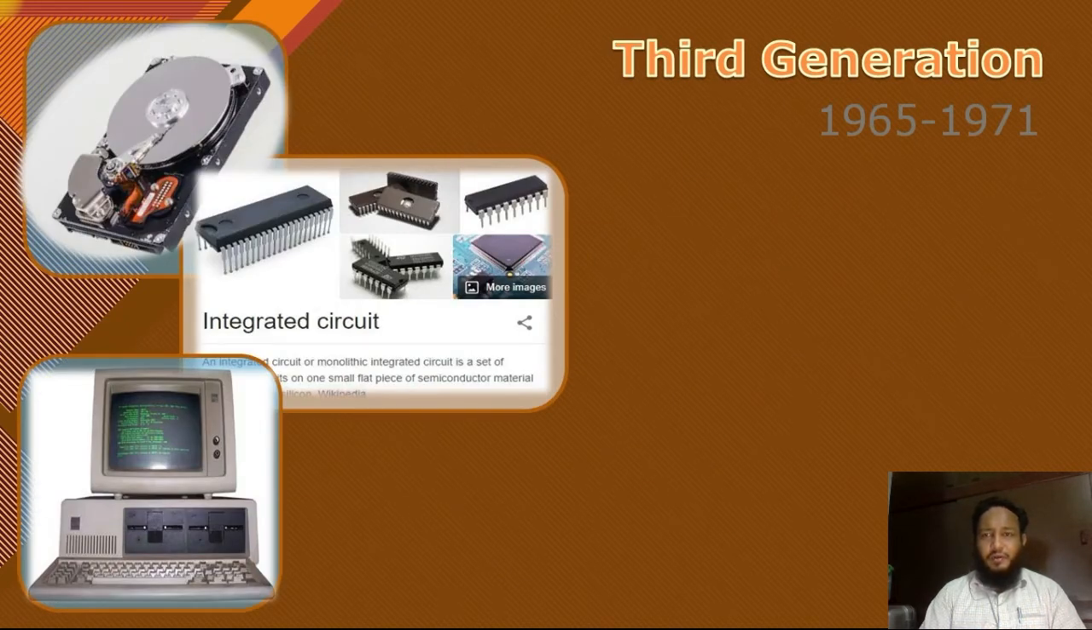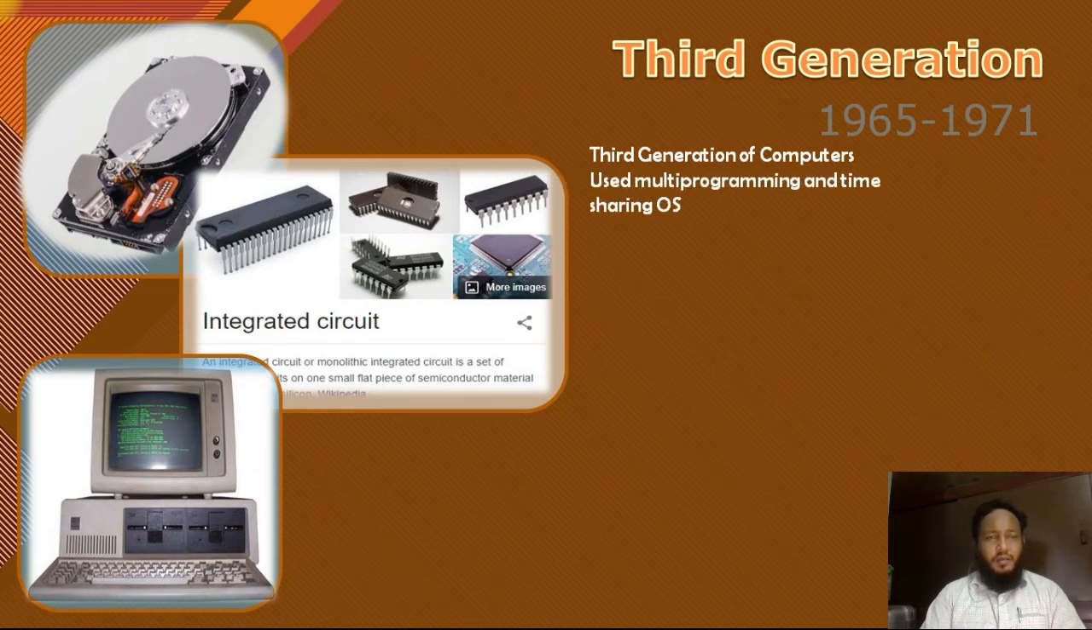Third generation of computers. The period is 1965 to 1971. Technology changed. Instead of transistors, integrated circuits came into existence. A monolithic integrated circuit is a set of small electronic components on one small flat piece of semiconductor material, which is silicon. So third generation computers used integrated circuits.